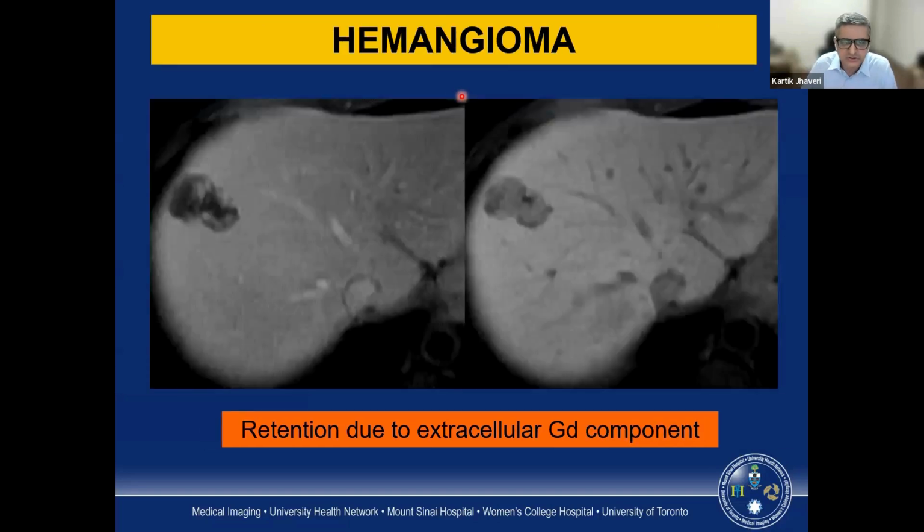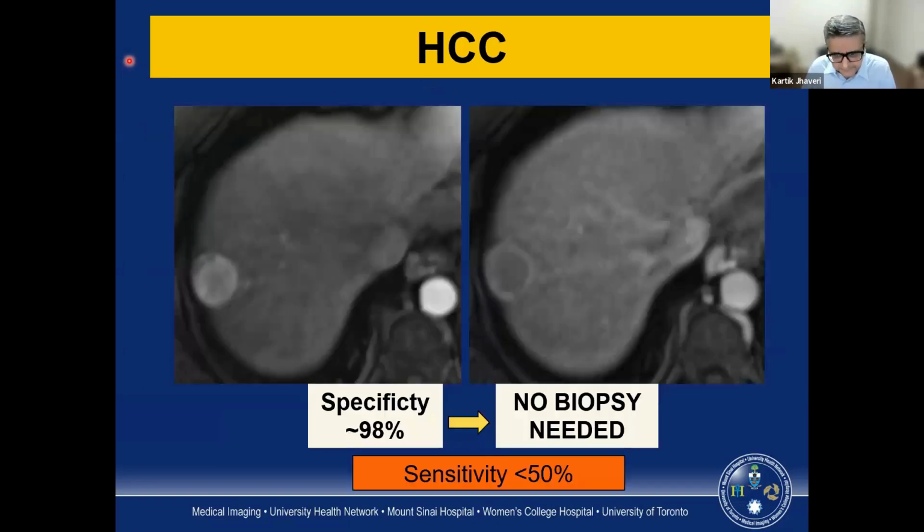Similarly, with hemangiomas, you can also see retention on the hepatobiliary phase, which is actually just the blood pool activity persisting onto the 20-minute examination. So those two pitfalls should be completely avoided.